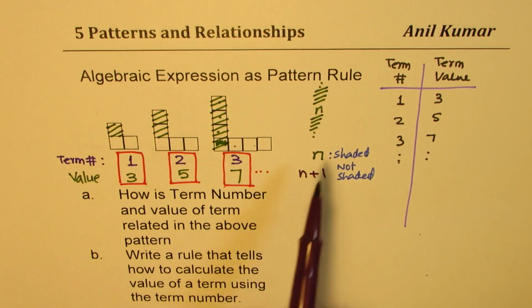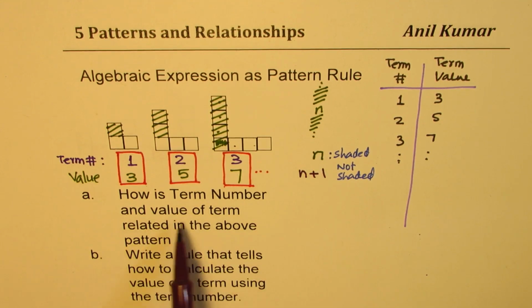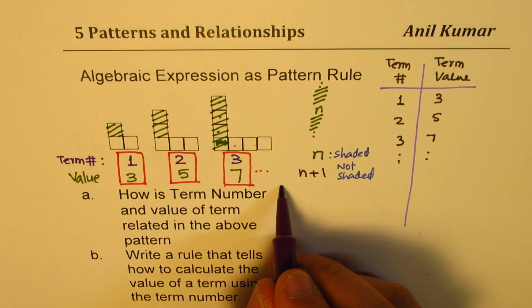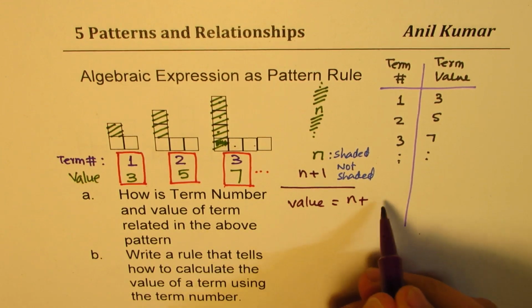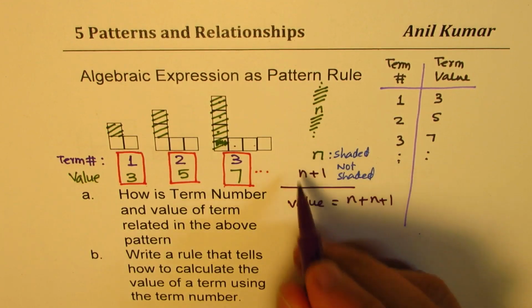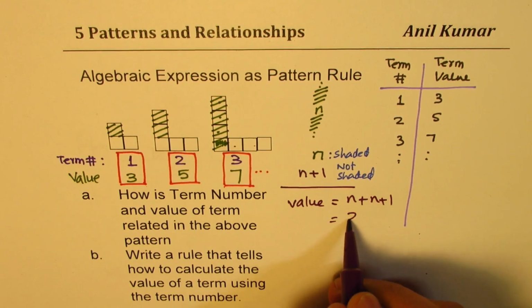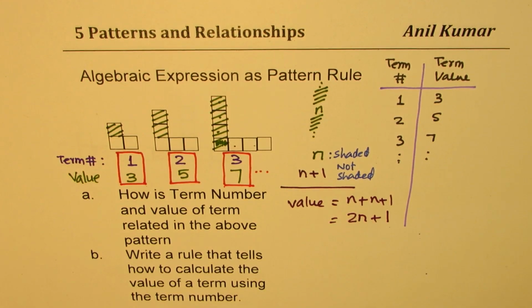How is term number, which is n, and the value of the term related in the above pattern? Well, the relation is simple. The value is equal to n plus n plus 1. We can just add them all, right? So that gives you 2n plus 1. Do you see the relation? Which you could also write as n plus n plus 1. n which are shaded and n plus 1 which are not shaded. Do you get it?